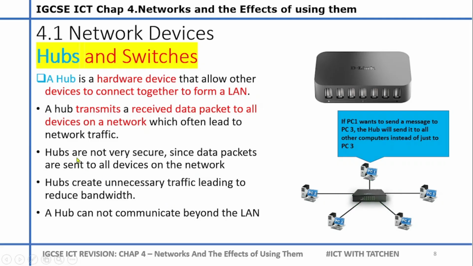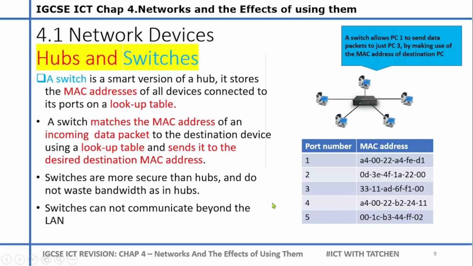So this makes hubs not very secure since data packets are sent to all devices on the network. So hubs also create unnecessary traffic. If you imagine you want to send something just from here to here, and it ends up going everywhere, that's unnecessary traffic. And hubs cannot communicate beyond the LAN. So that's something you need to have in mind. This hub cannot communicate out of the LAN. So any message sent stays within the network. So later on, we will see how I can connect my hub out of this network or to another network.